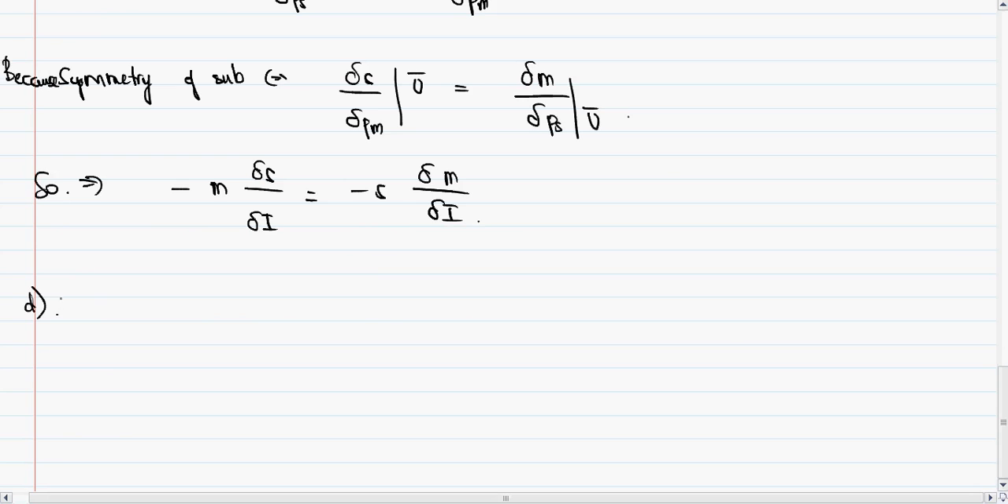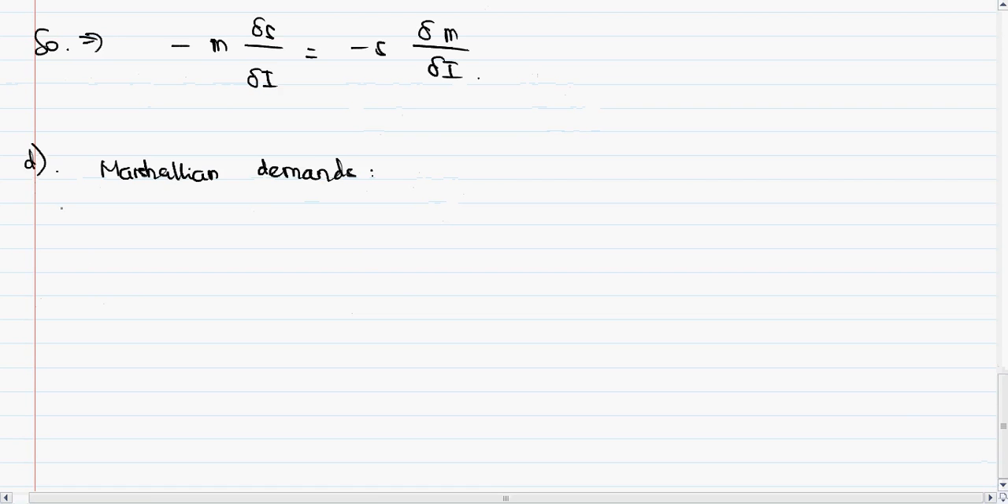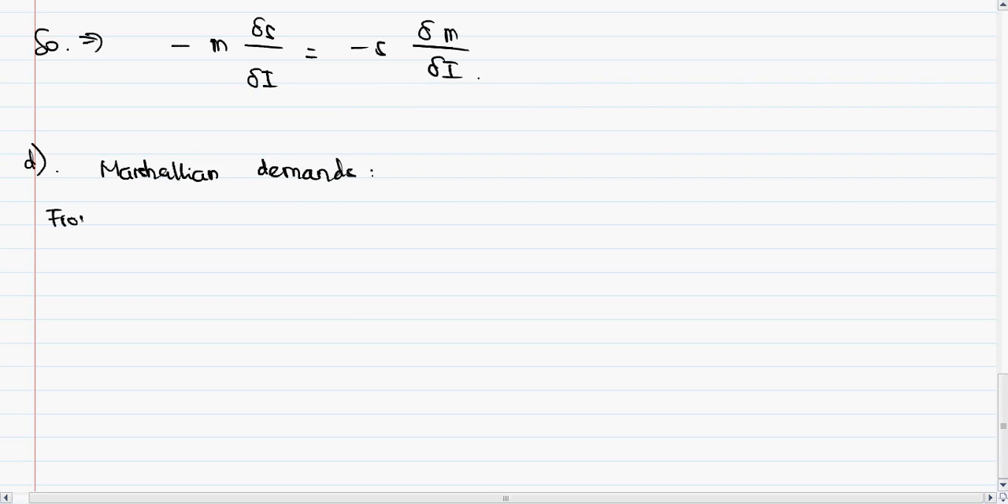Right, so part D is asking you to prove part C explicitly using the Marshallian demand functions for M and S. The Marshallian demands are the thing we already found in part A. So from part A, the Marshallian demand for M is equal to I divided by 2PM, and the demand for S is equal to I divided by 2PS. That's what we found in part A already.